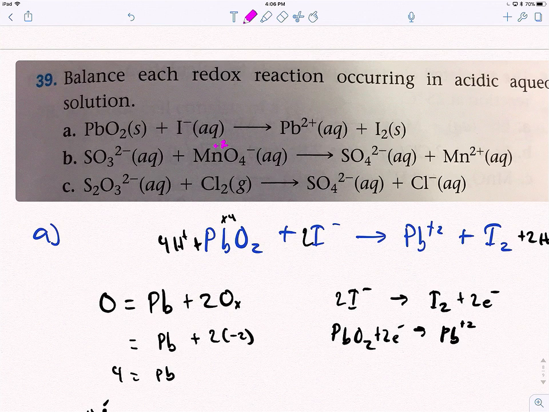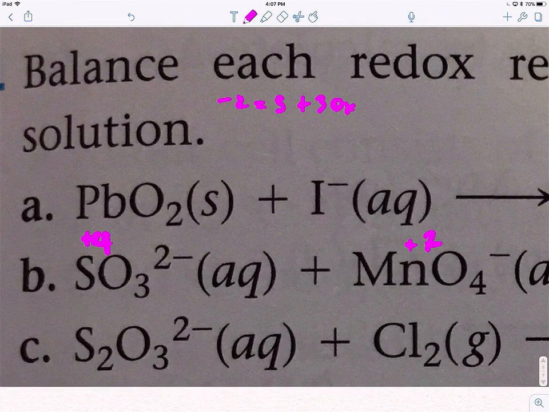So manganese is plus 7. Sulfate is minus 2. Minus 2 is sulfur plus 4 times oxygen. 4 times oxygen is 4 times minus 2, which is minus 8. So sulfur is plus 6. SO3 minus 2 is going to be plus 4, because minus 2 is sulfur plus 3 times oxygen, which is 3 times minus 2, that's minus 6. So add 6 to both sides, and sulfur is plus 4.